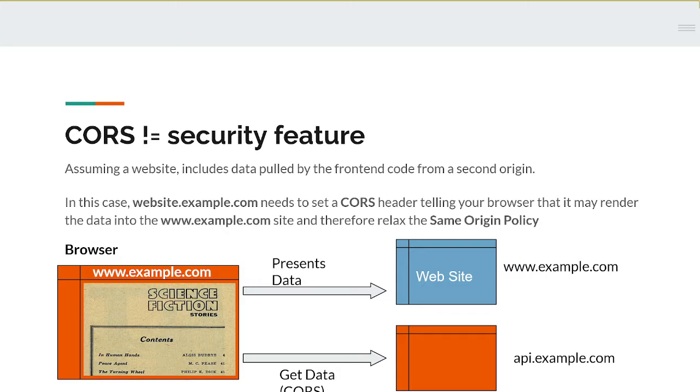All right, so I think this slide could be a little bit better, but yeah, imagine that on the left side is your browser, and on the right side is how the data is being transferred, right? So we have example.com as a website, and in this case, it relaxes the same origin policy by using CORS. Therefore, the website.example.com is able to show the actual data, right? So we are sending a GET. We are getting the data from api.example.com, which uses CORS, and then we are able to present it in www.example.com, which is two different origins by specification.